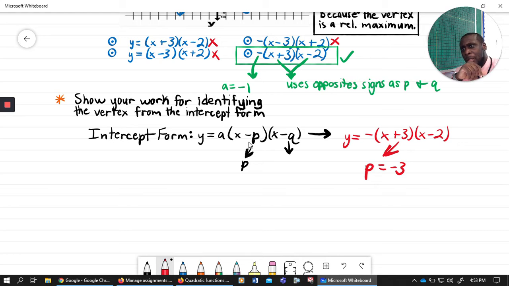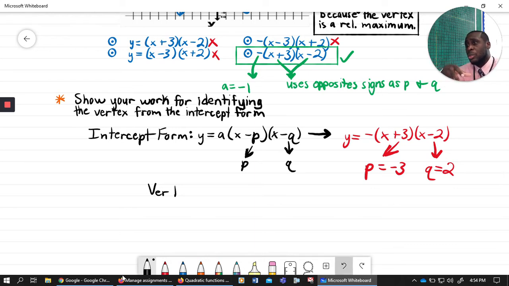That's alright. So P is -3 and Q is 2, because again, remember you've got to use the opposite sign of what's in the equation. So we technically already have what P and Q are. You're going to use that P and that Q to help you figure out what the vertex is. There's a particular formula that you've got to use, so you need to know this formula here.